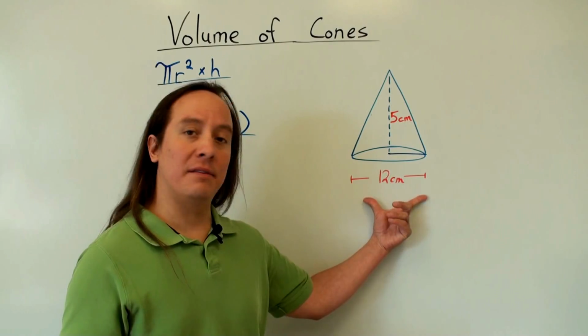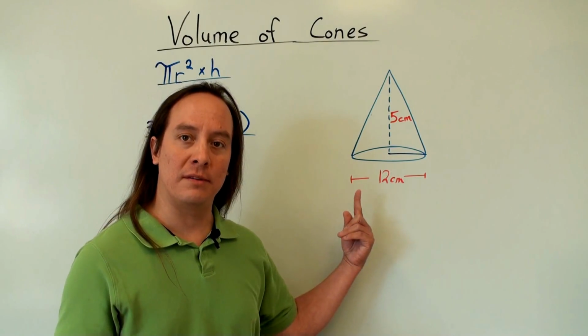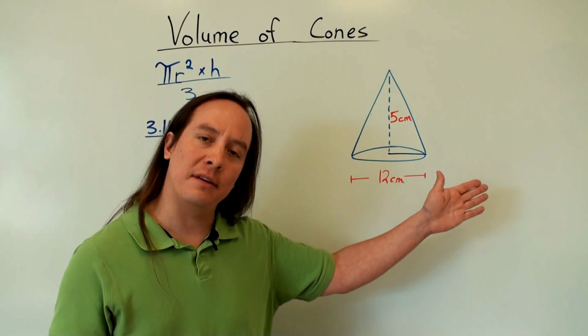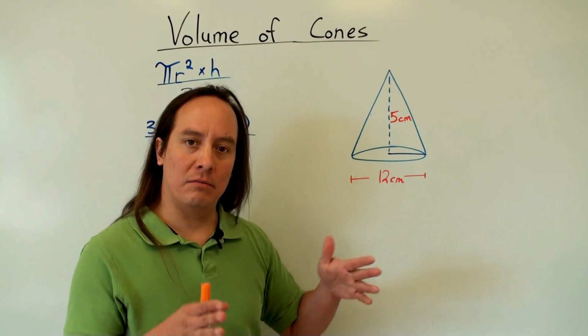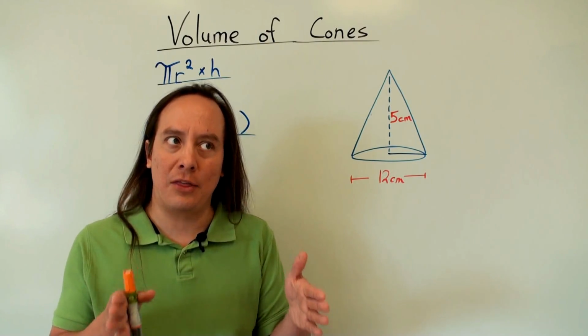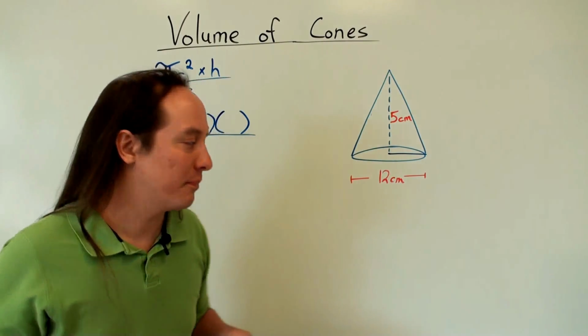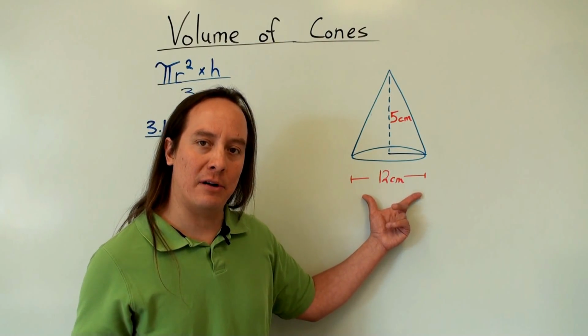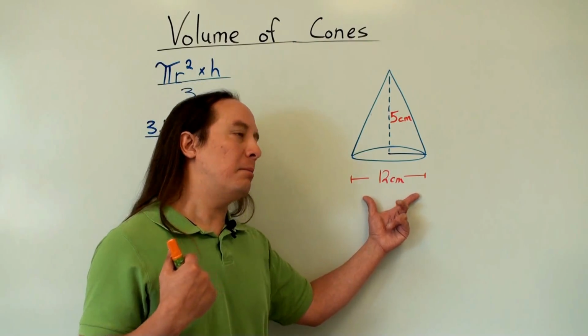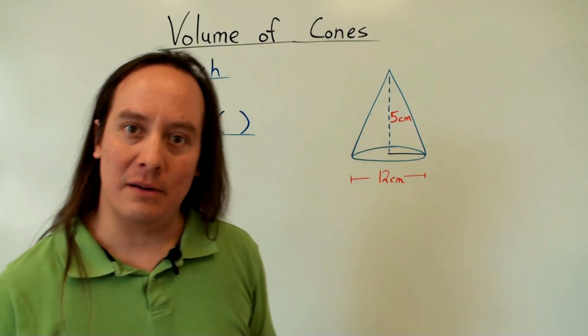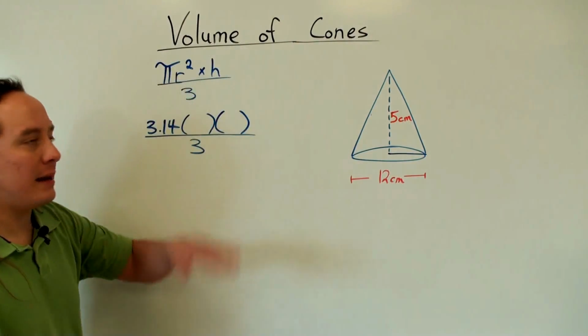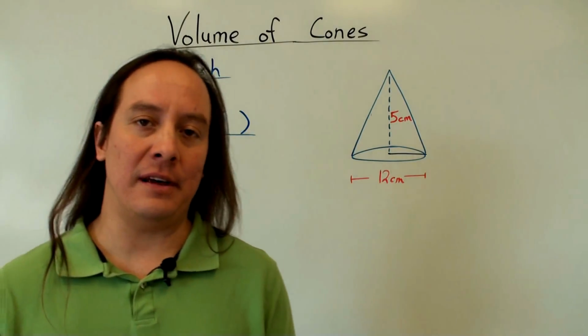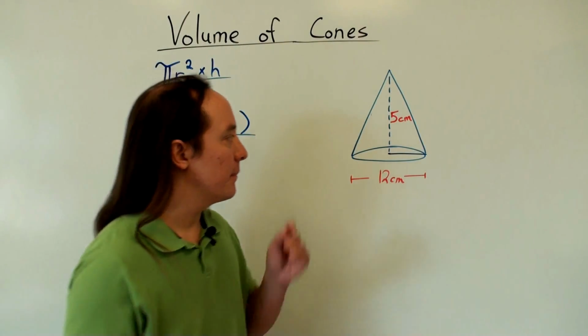Remember that diameter is the distance across the circle from one side to the other, passing through the center, or basically the longest length from one side to the other of that circle. And so here in this problem, they give us diameter, 12 centimeters. But we don't want 12, right? We don't want diameter. The formula is asking for radius.